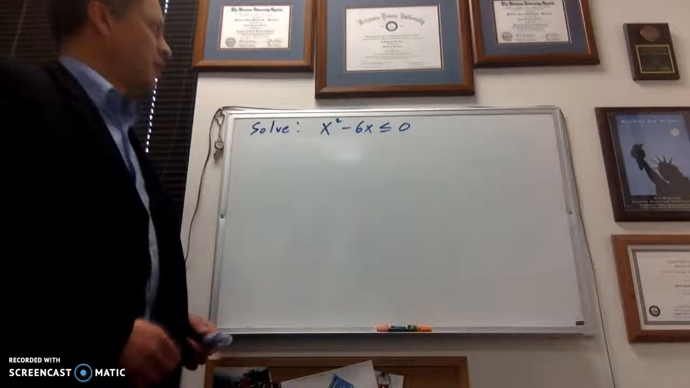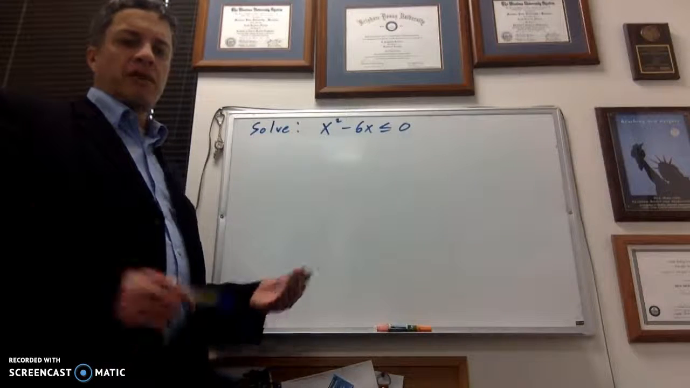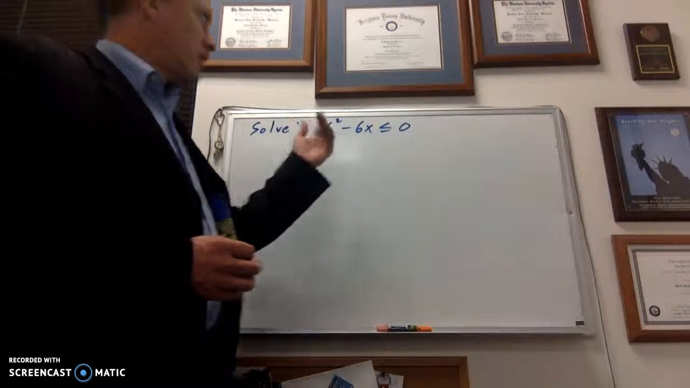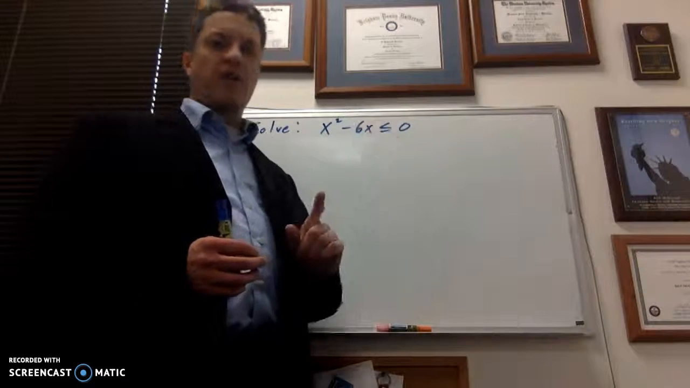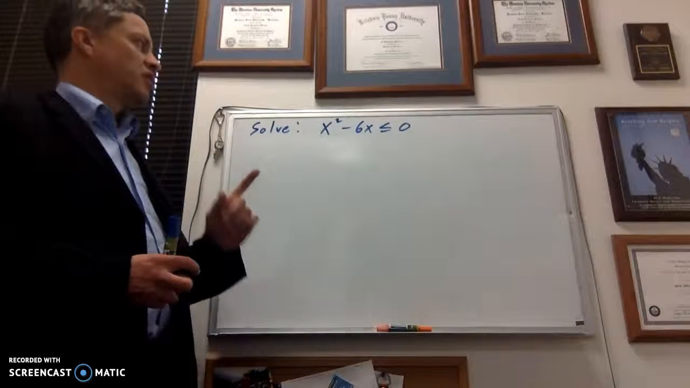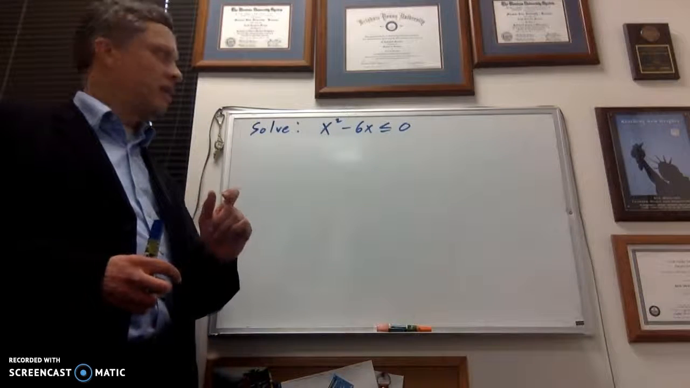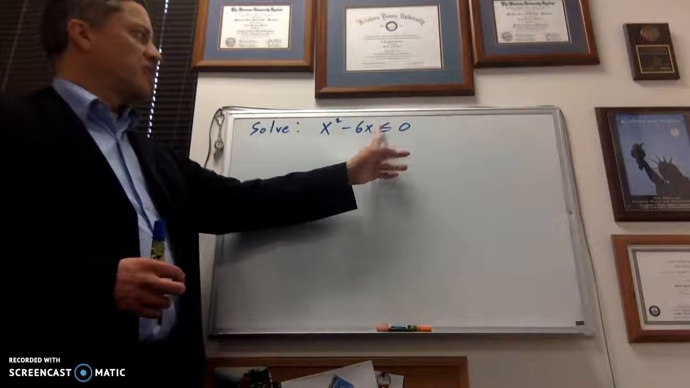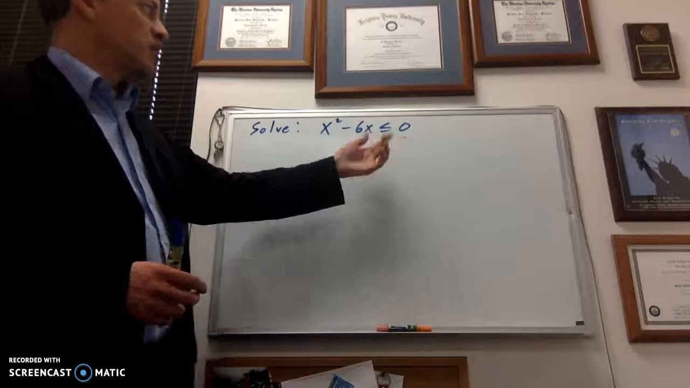Hi everyone. If you looked at part 1 of my series for solving quadratic inequalities in one variable, I talked briefly about using a shortcut, and it was when we had a greater than situation, greater than 0. In this case I got less than or equal to 0, so let's go ahead and solve this.